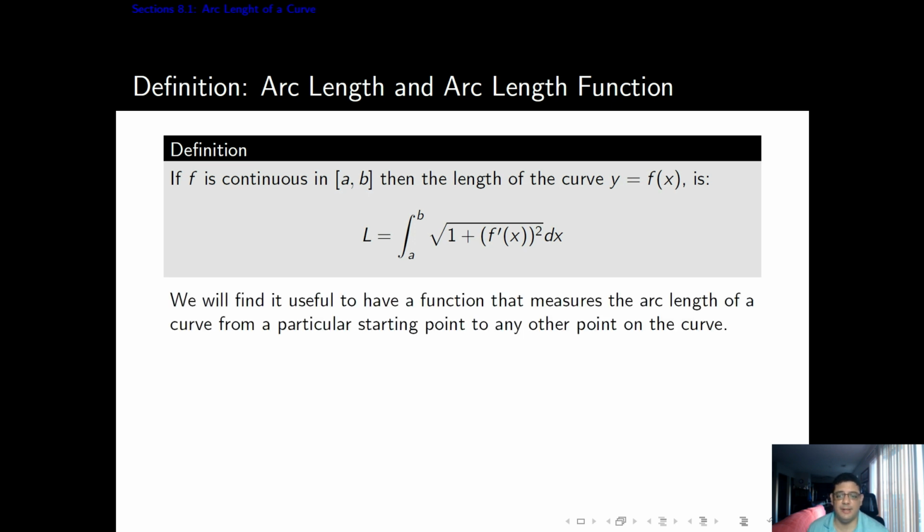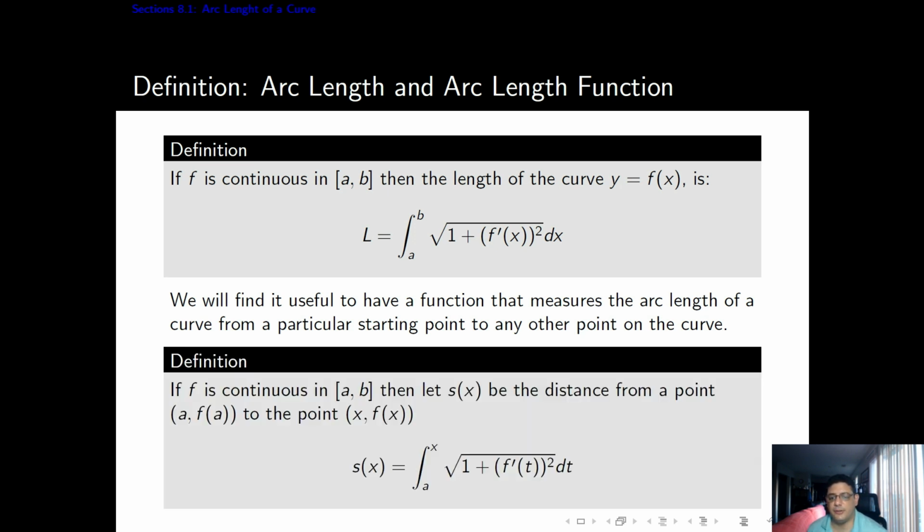Now, of course, it will be useful to have a function that measures the arc length from a particular starting point to any other point on the curve. So instead of going just up to b, I can calculate the arc length to any particular point x inside of the interval ab. So I can consider the points a, f of a up to the point x, f of x, and define the function of arc length.